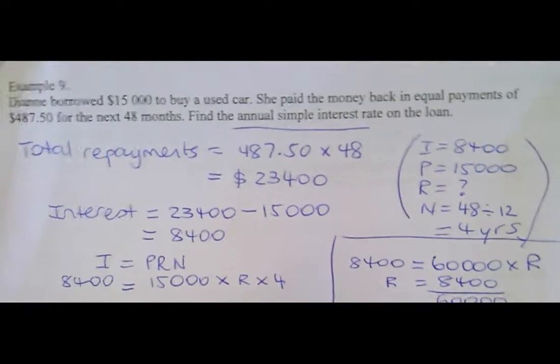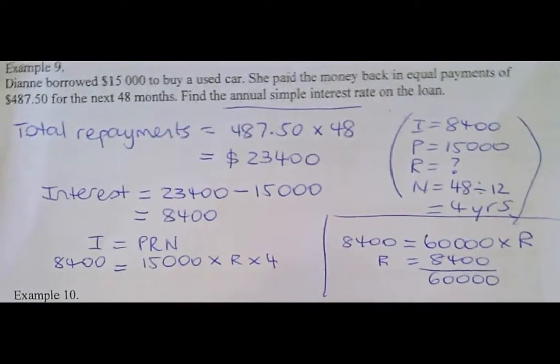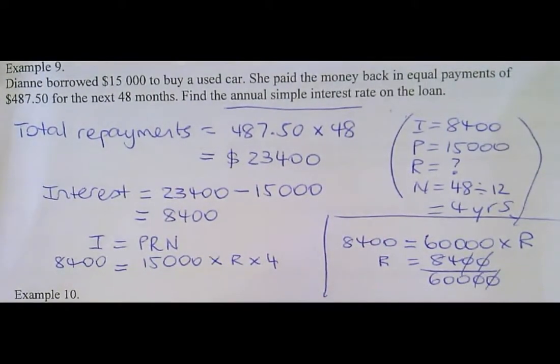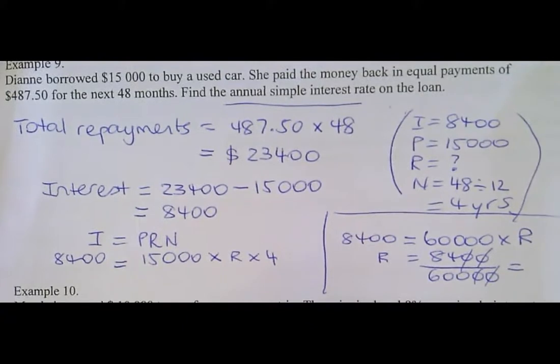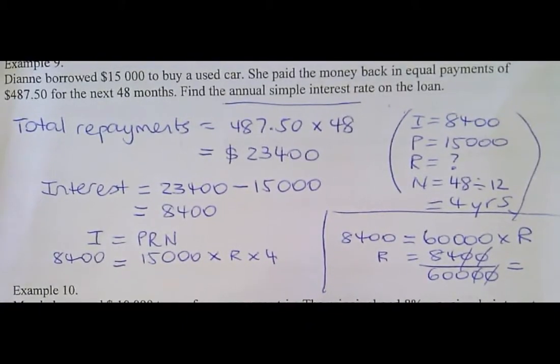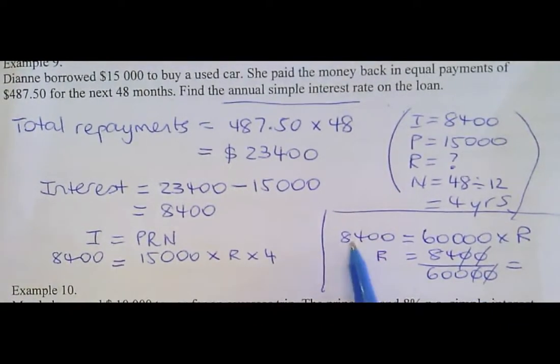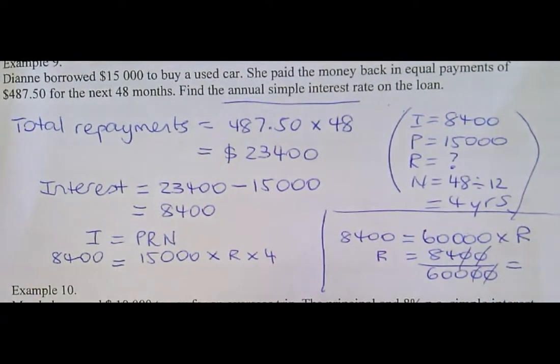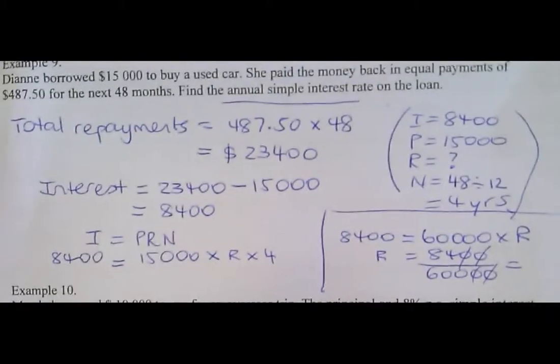So R will be 8,400 over 60,000. Wouldn't it be nice and easy to cut off a few zeros? So it's 84 over 600. Do you know why I'm doing that? So you don't mess up on the calculator and miss out some zeros. It's 8,400 divided by 60,000. R times. Opposite of times is divide. It doesn't matter that I swap sides.